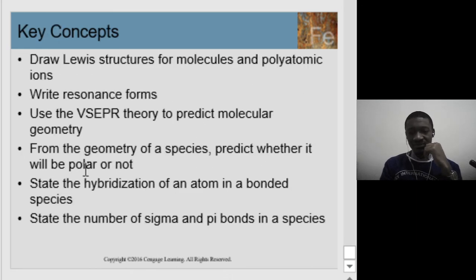So I hope at the end of the lecture, we're able to draw Lewis structures for molecules and also diatomic ions, because we saw hydroxide ion, different ions, ammonium ions. We're able to draw the Lewis structure, and we saw what resonances are, and also write and draw resonance structures as well. Then we looked at the valence shell electron pair repulsion theory, and were able to predict some molecular geometries, and then saw polar and non-polar, looked at hybridization, and lastly talked about the sigma and pi bond species.